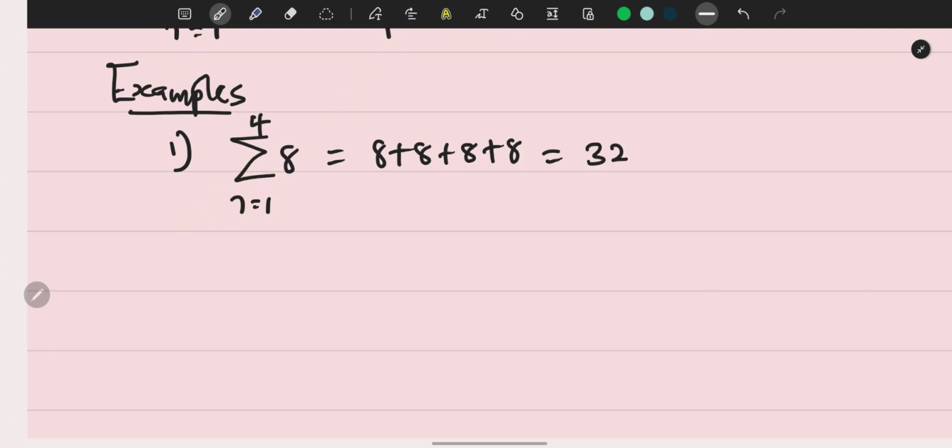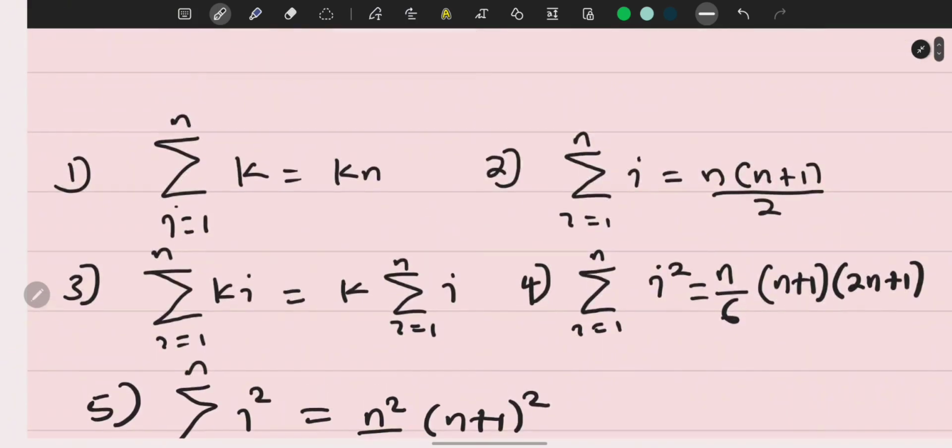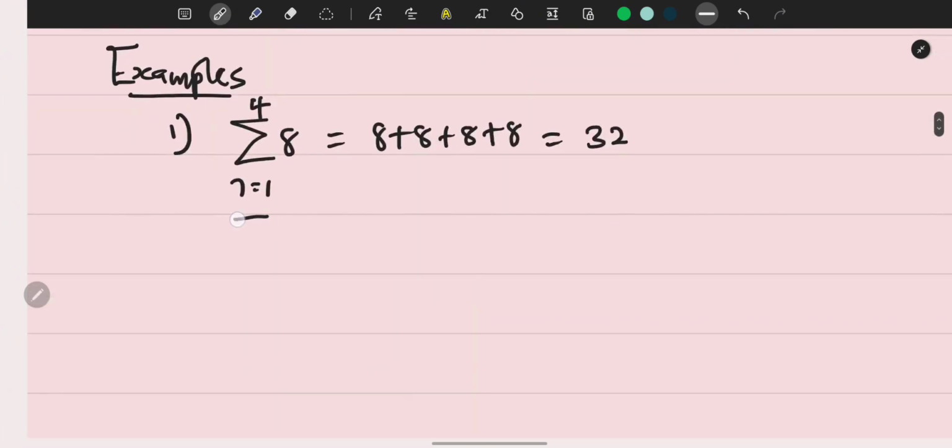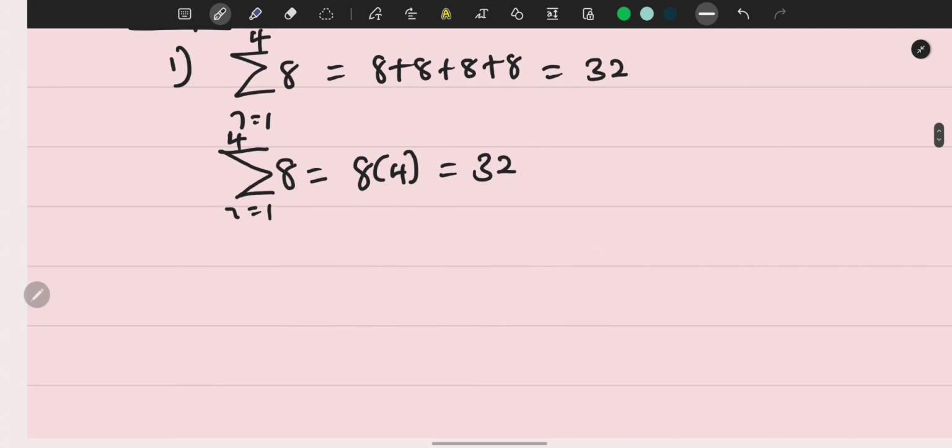Okay, so from application of the first rule here, whenever you have i from 1 to n of k, you're gonna have kn. So for you to solve this, where you have i from 1 to 4 and then 8 here, this can be written as 8 times 4, and this will give you what? 32. Okay, so that's the first example there.